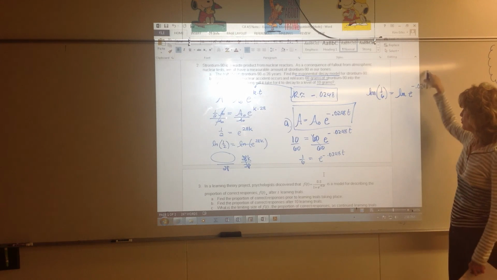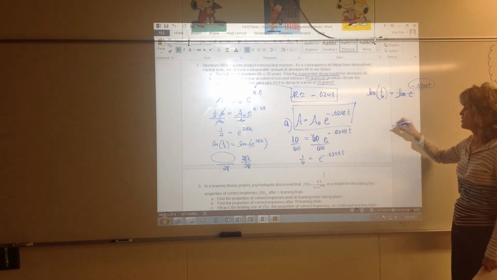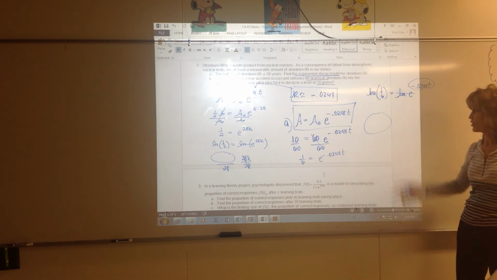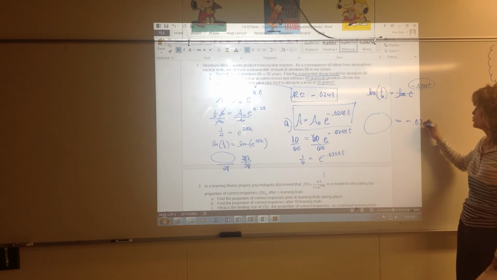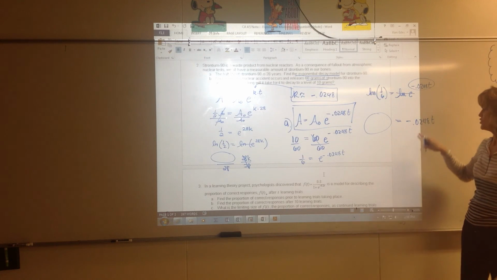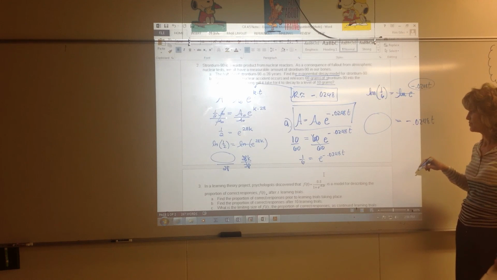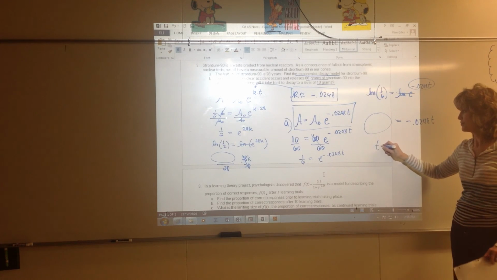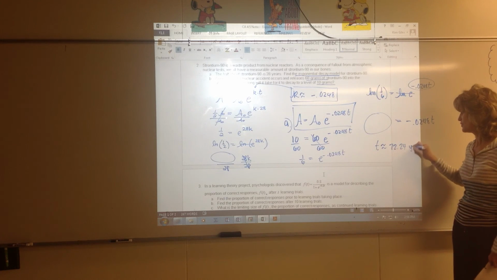Log base e of e to a power just gives us the power. Natural log and e undo each other. So on your screen, when you do natural log of 1/6 on your calculator, you have some number equals negative 0.0248 t, which then means you're going to have to divide both sides by negative 0.0248. What do you get for t? 72.248. 72.24 years.